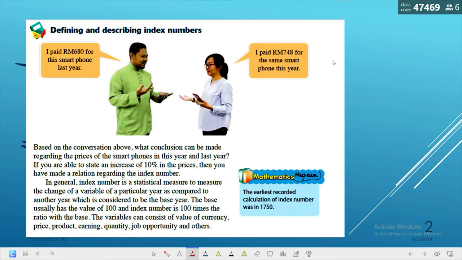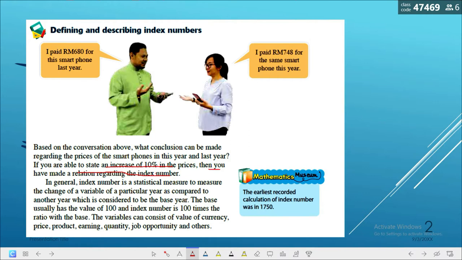In the conversation here, one person says, "I paid RM 680 for this smartphone last year." The other girl says, "I paid RM 748 for the same smartphone this year." Based on the conversation, what conclusion can be made regarding the price of the smartphones this year and last year? You can see the price is increasing. If you are able to state an increase of 10% in the prices, then you have made a relation regarding the index number. It's actually a comparison.